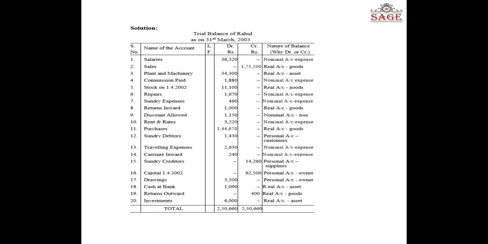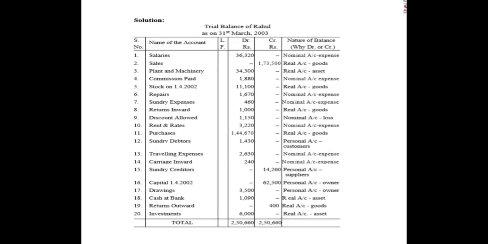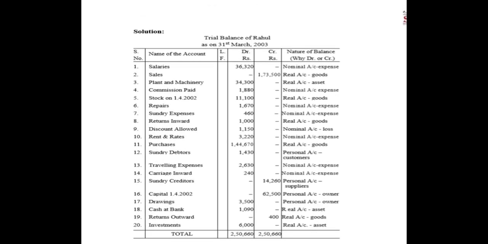Say, salaries account, 36,320. Salary is an account that comes in the nominal account. As per the double entry system, salary is an expense, so it should be debited, and I have written it on the debit side. I have written here the name of the account, the nature of the balance, and also why it is debited or credited. So you can refer to that also.